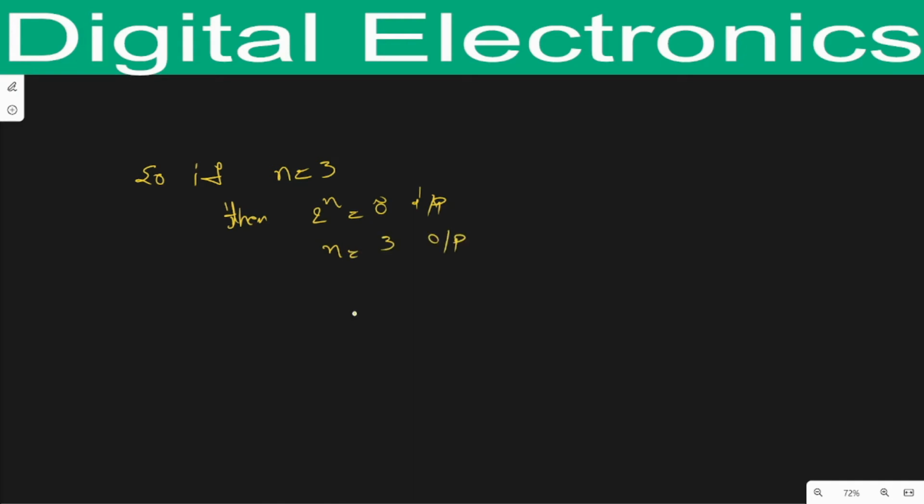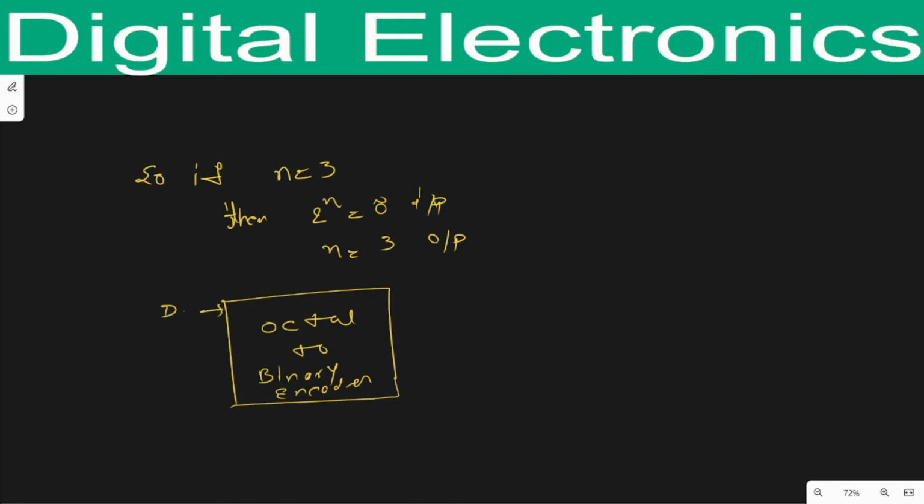Here I am making a block diagram. This one is known as the octal to binary encoder. Why is it known as the octal to binary encoder? Because here a total of 8 inputs are there, that means D0, D1, D2, D3, D4, D5 up to D7.